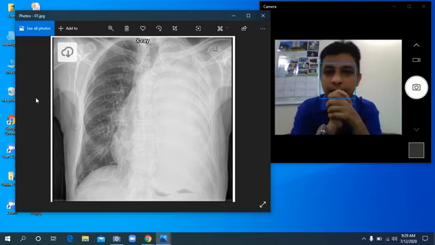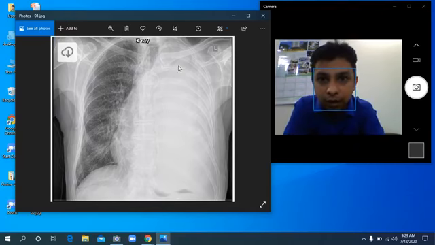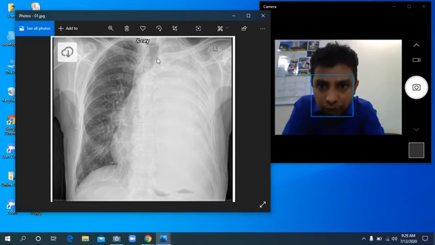This type of X-ray is often confused with whole lung collapse of the left side, but you should keep in mind that if it is due to collapse, then the trachea will be shifted to the same side, but in pleural effusion, it will shift to the opposite side. Here, the position of the trachea is not that much shifted, but the heart is definitely shifted to the opposite side.